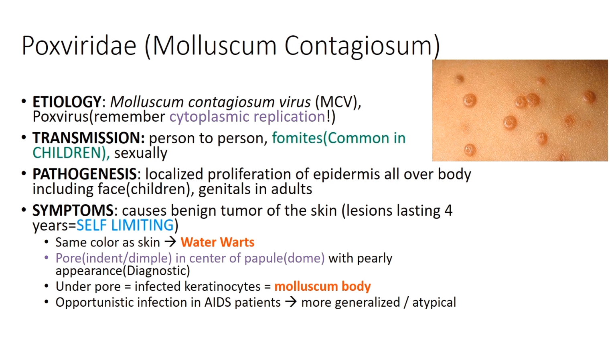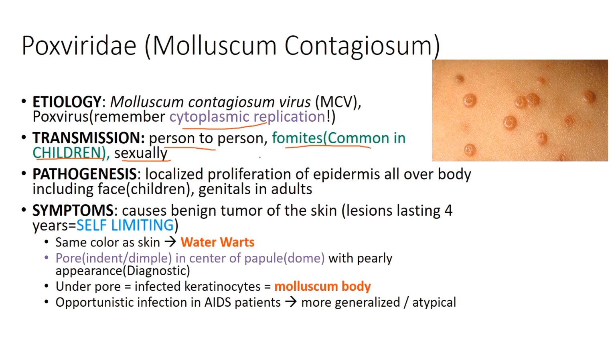So another pox virus is molluscum contagiosum. This is something that when you see the clinical presentation, you're done. Literally, if you see what the warts look like, you don't need anything else, and you just got a free point. So molluscum contagiosum virus is a pox virus. So again, cytoplasmic replication. That's important. It goes person to person, fomites, common with children, and then sexually as well.